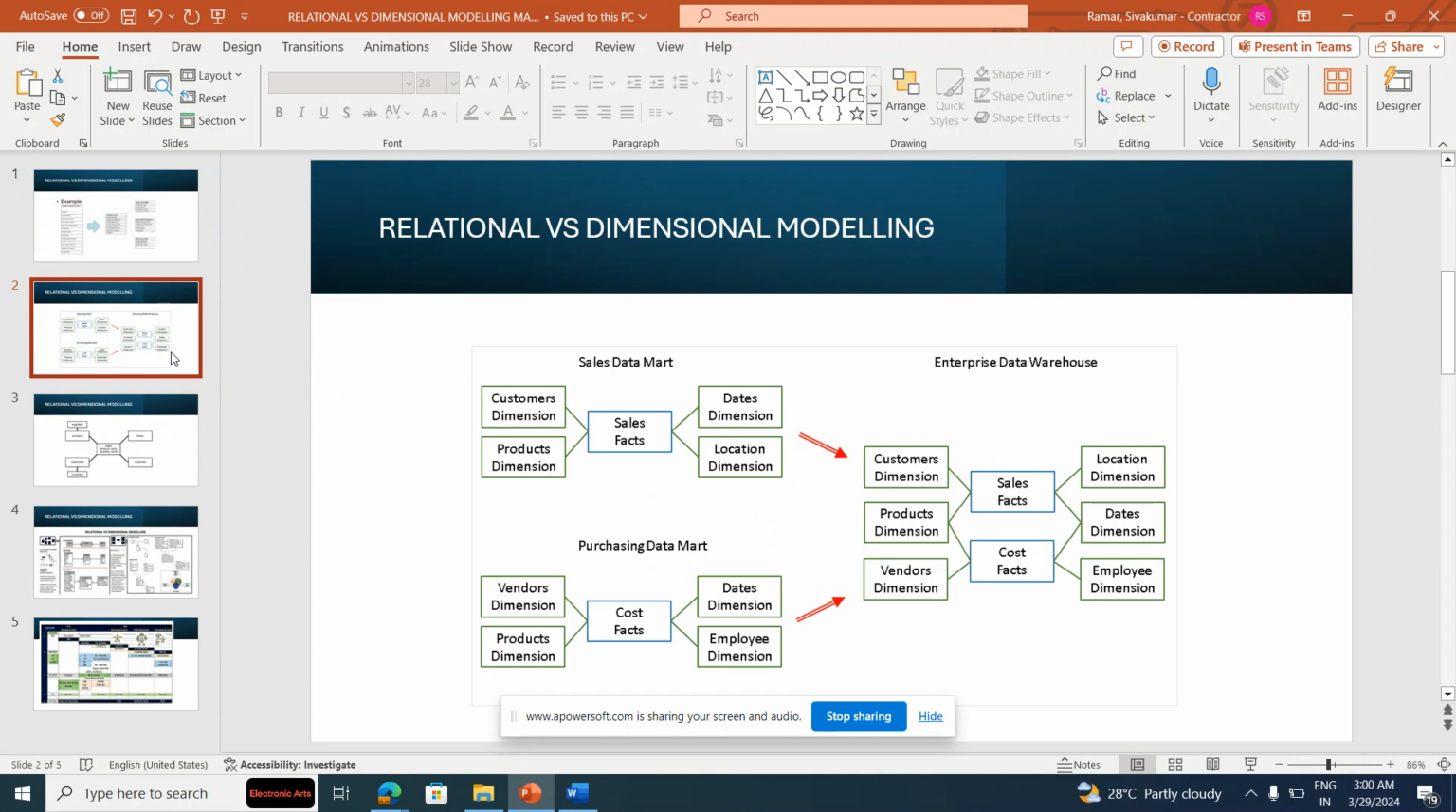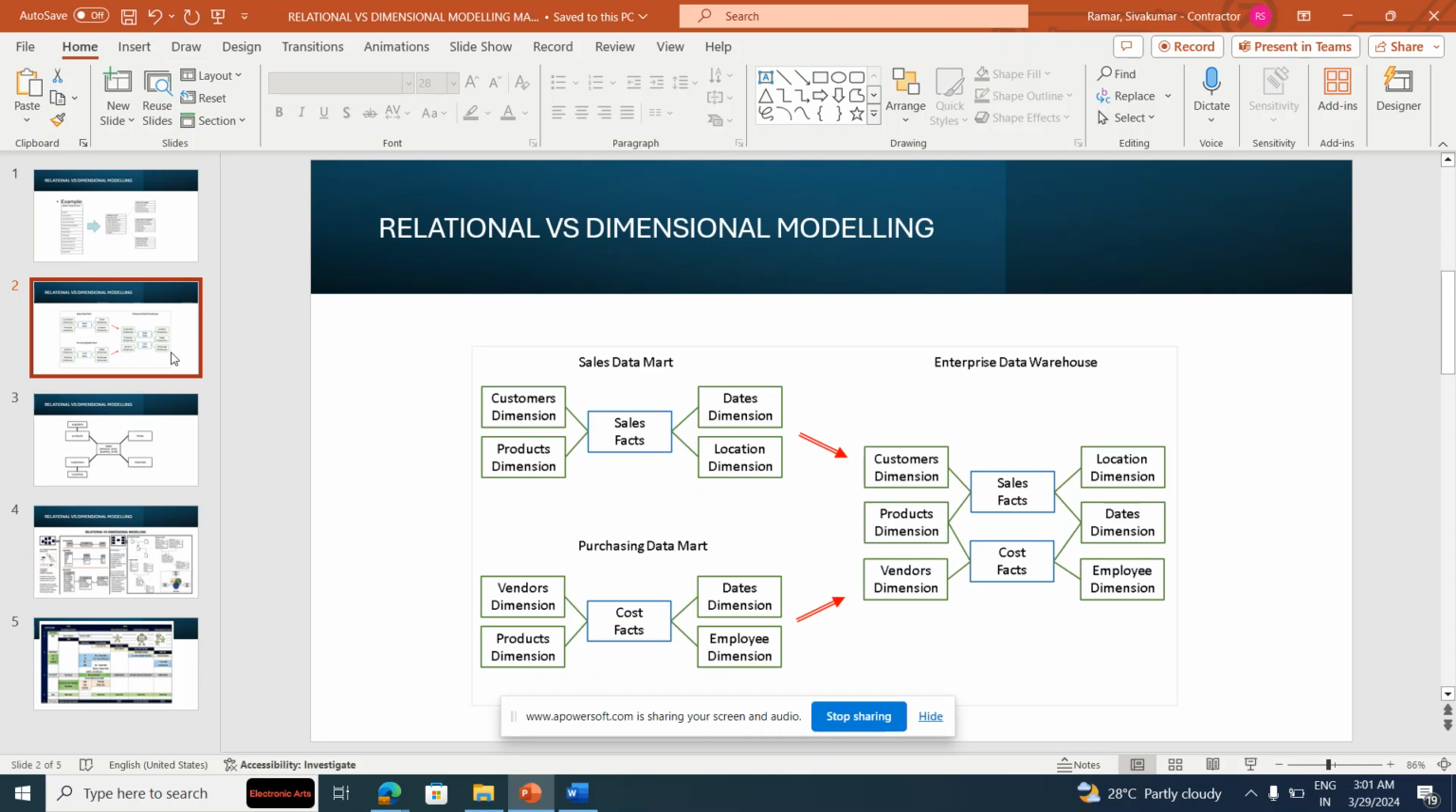The advantage is that if you look at it in a holistic way, the sales data mart only deals with the facts, the measures about sales, and the purchase data mart only deals with purchases. If you want a consolidated view, a data mart that will address your sales together with cost and do reporting on your sales and cost with these dimensions, that involves your enterprise data warehouse.